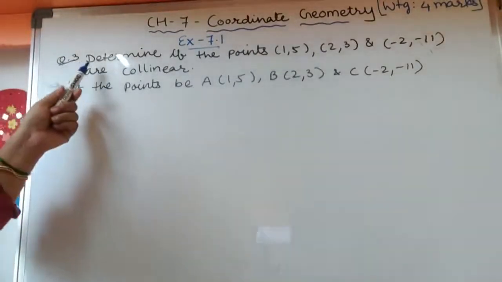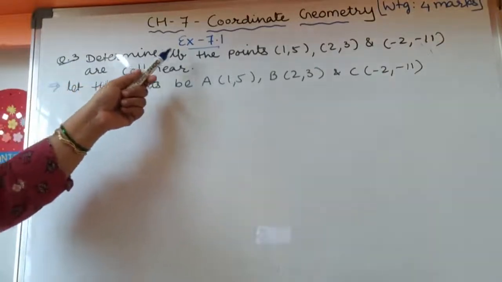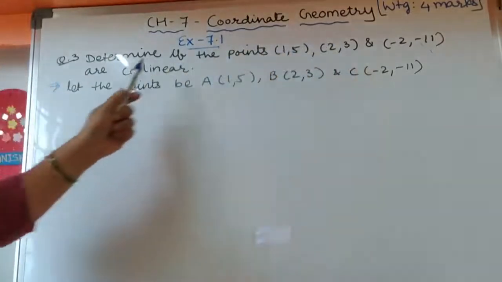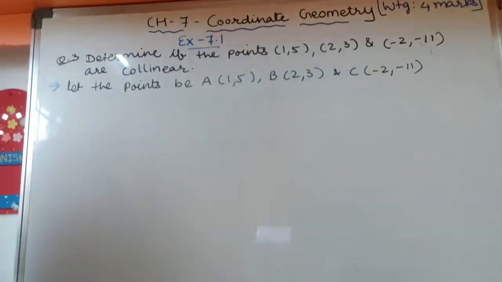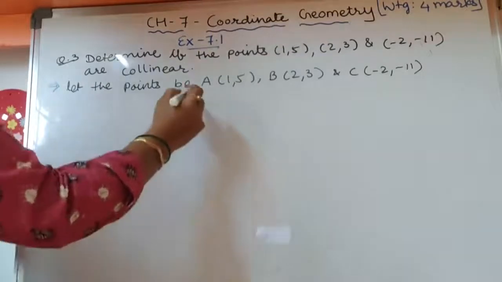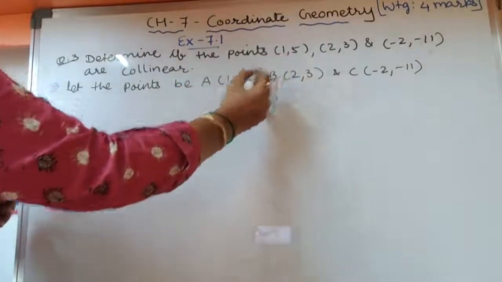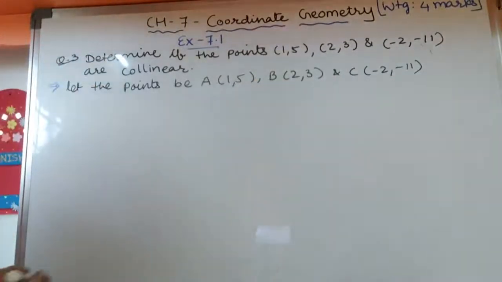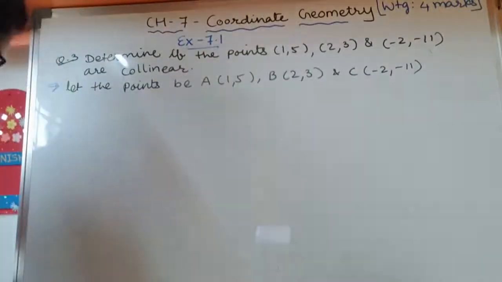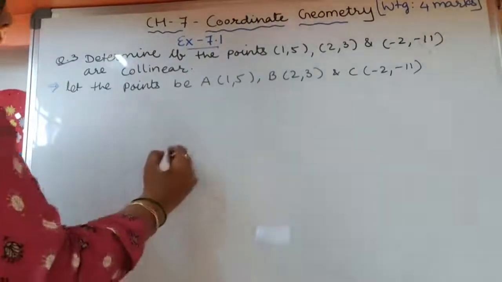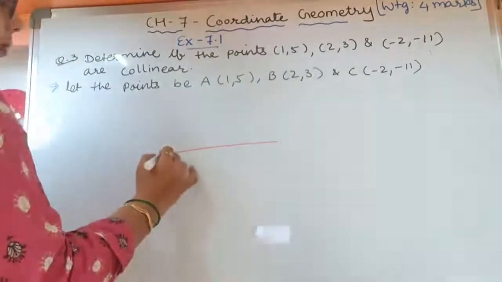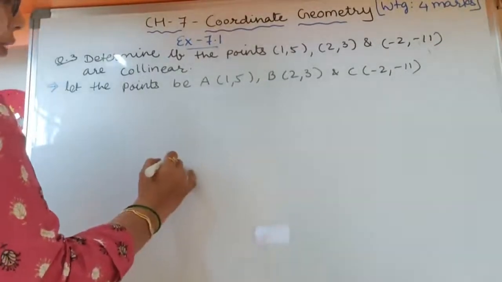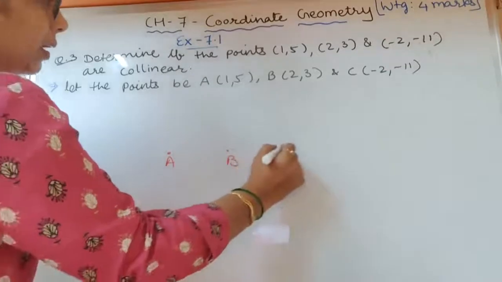Now the third question: determine if the points (1, 5), (2, 3), (-2, -11) are collinear. What do you mean by collinear? Let the points (1, 5) be A, (2, 3) be B and (-2, -11) be C. If I draw a line, okay, not draw a line, just take points, for example, A, B and C.